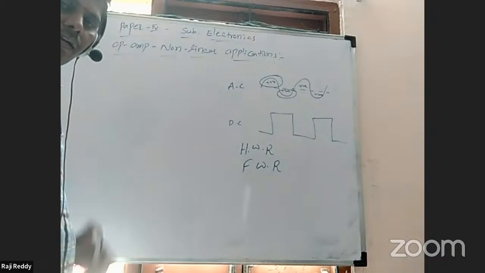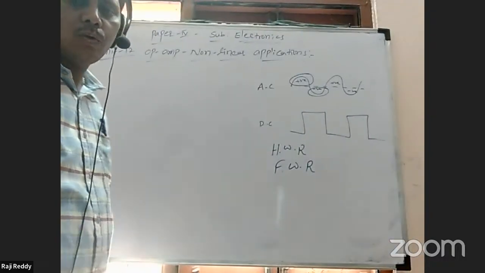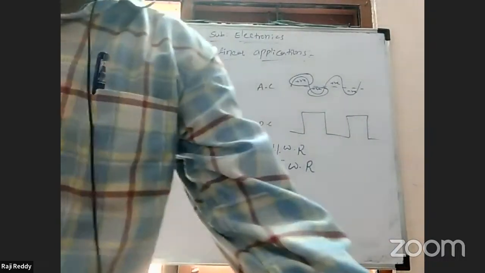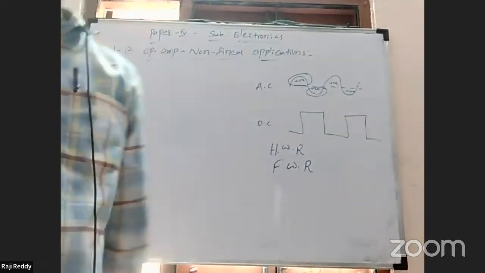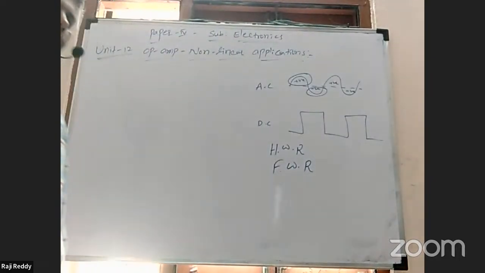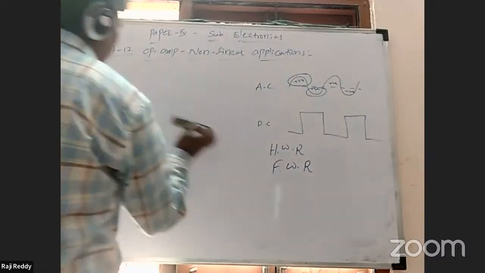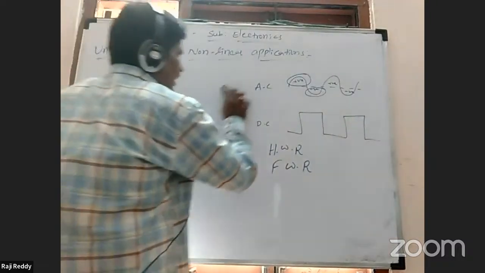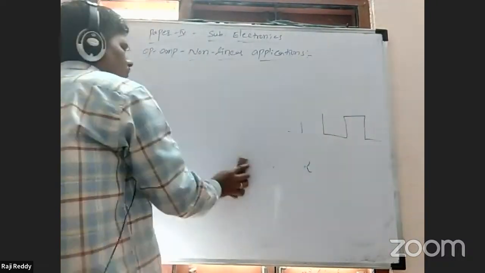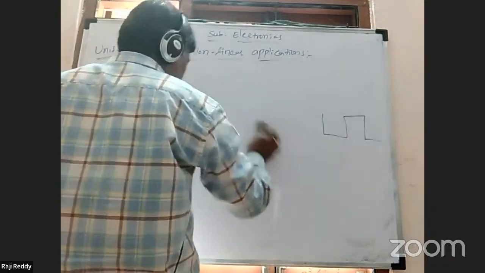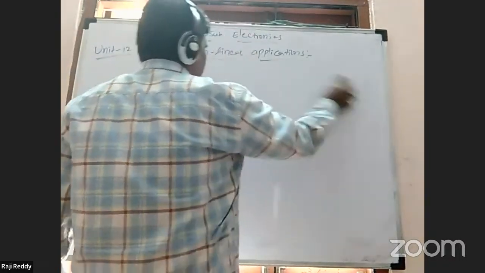There we converted with the help of diodes. But in this unit, we have to convert the AC to DC, half of the pulse, with the help of operational amplifiers. That is, coming back to here, operational amplifier non-linear applications. In that, the first one is the half-wave rectifier with operational amplifiers.